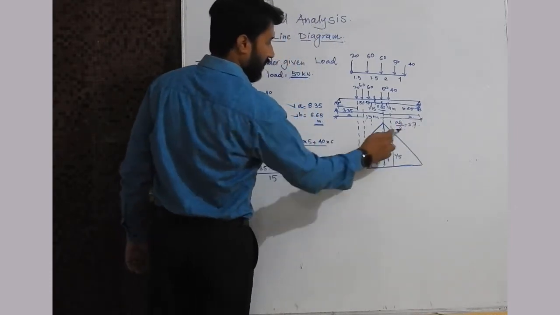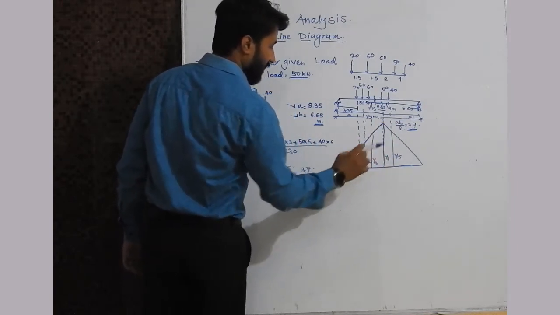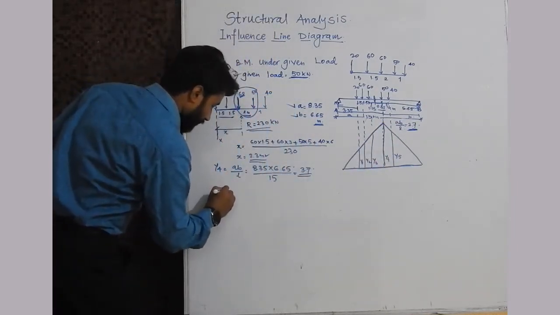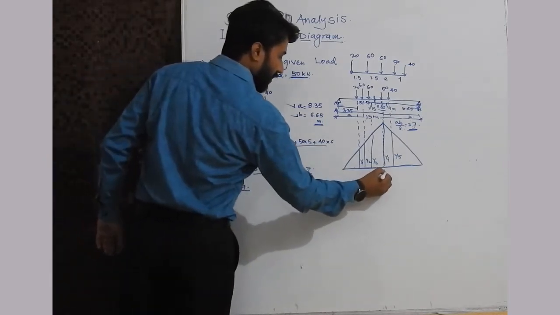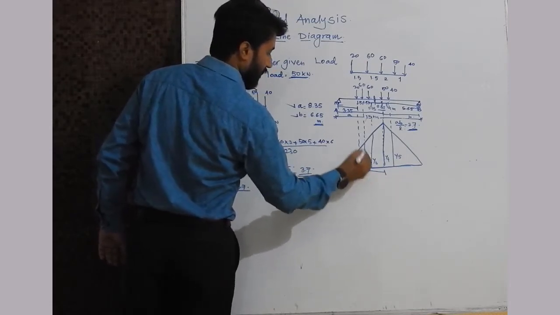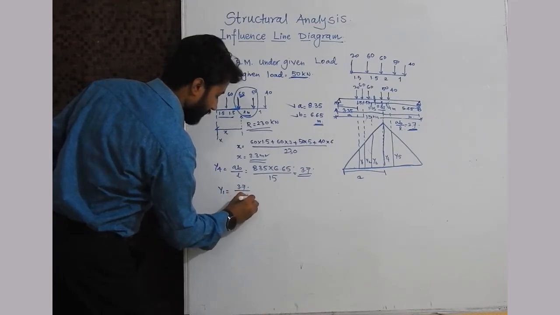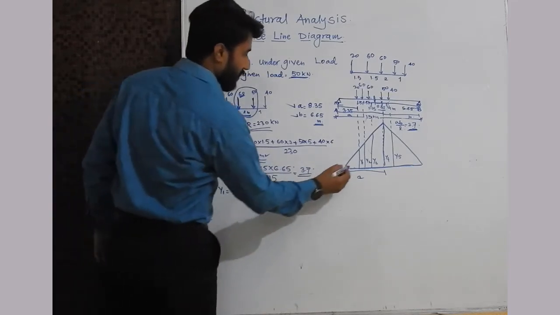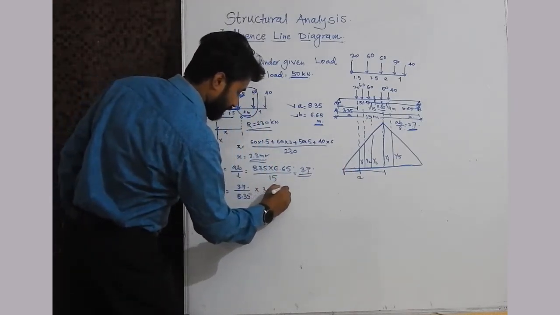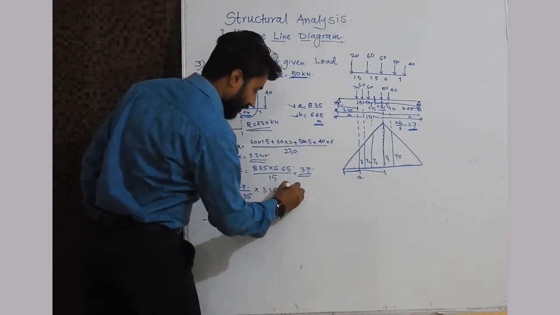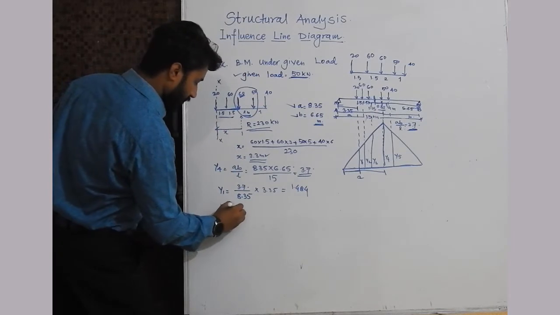Now by taking this value 3.7, we will calculate y1, y2, y3 and y5. So y1 is equal to 3.7 divided by this portion we have to consider. So this is a distance. So 3.7 divided by 8.35 multiplied with this y1 distance. This is 3.35. We are getting the value y1 as 1.484.